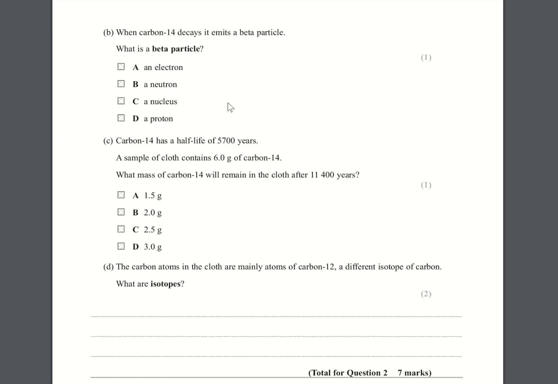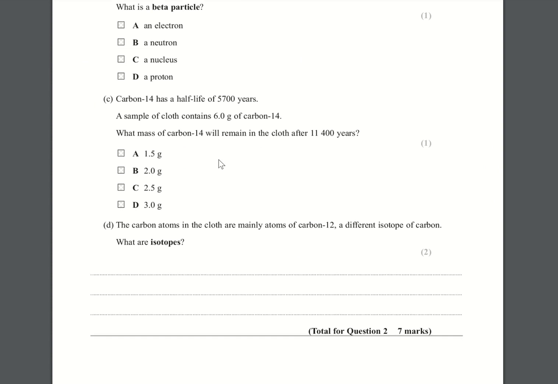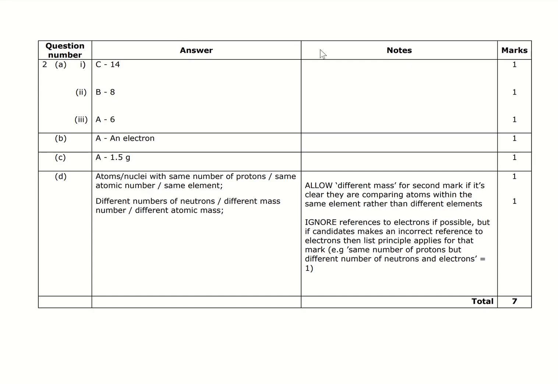1.5. The carbon atoms in the cloth are mainly atoms of carbon 12, a different isotope of carbon. What are isotopes? Atoms with the same number of protons, same element, same atomic number, with a different number of neutrons, different mass number.